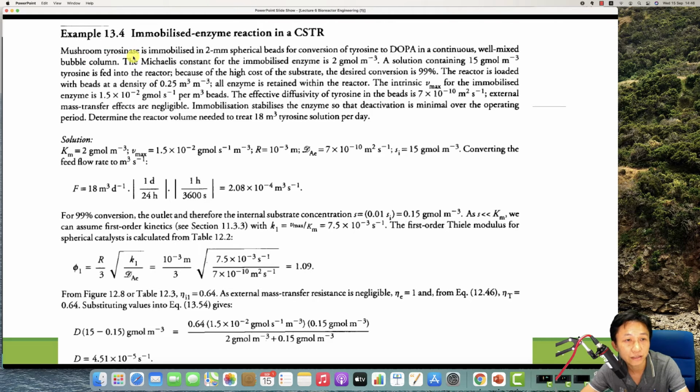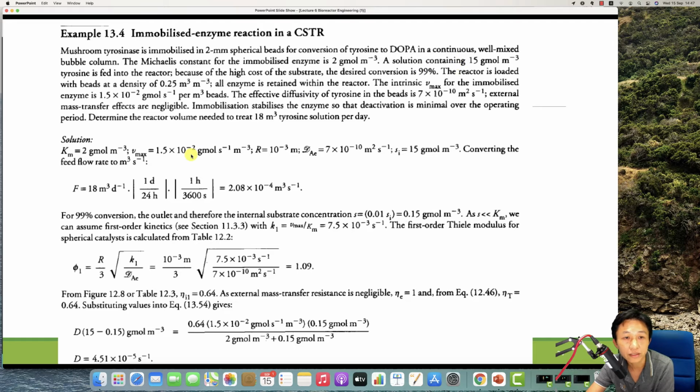Mushroom tyrosinase. Okay, this enzyme is immobilized, encapsulated and immobilized in 2 mm sphere beads, for the conversion of tyrosine to DOPA in a continuous well-mixed bubble column. Okay, they use a bubble column. The Michaelis constant for the immobilized cell is 2, and this is Km.